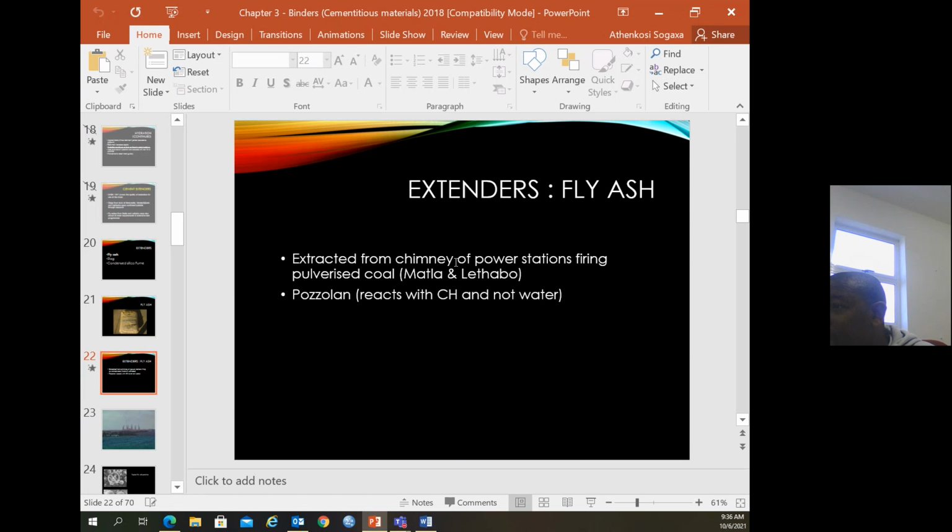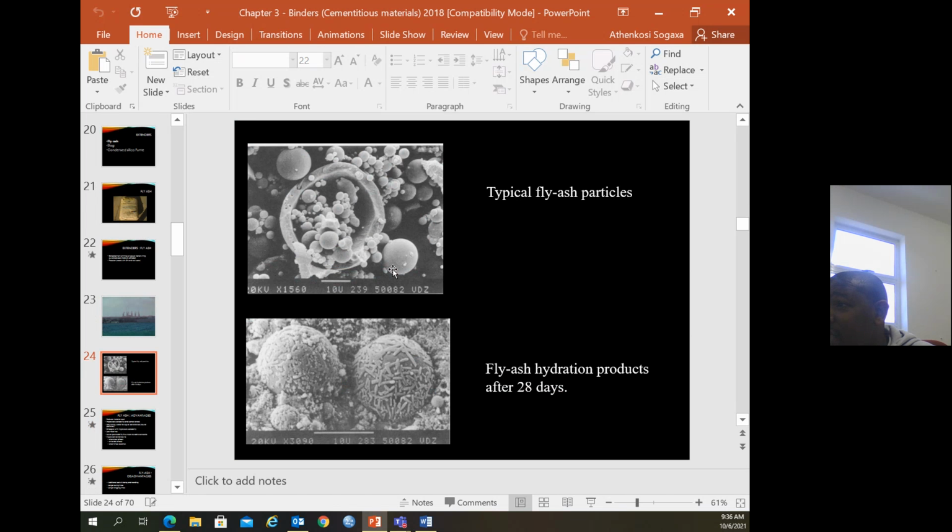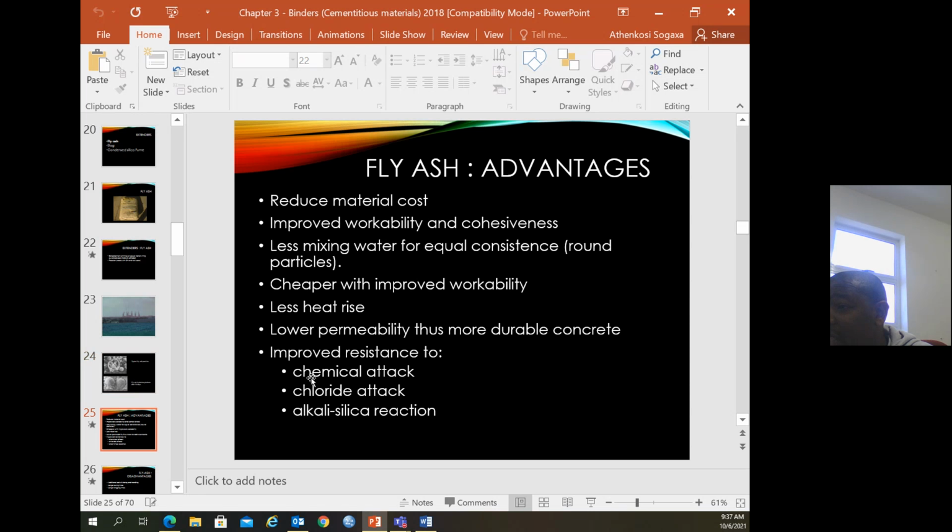It's extracted from the chimney of the power station, firing pulverized coal, and it is a pozzolan that reacts with calcium hydroxide and not water. Here is the chimney where you get the fly ash. Typical fly ash particles. Here you can see fly ash hydration produced after 28 days.